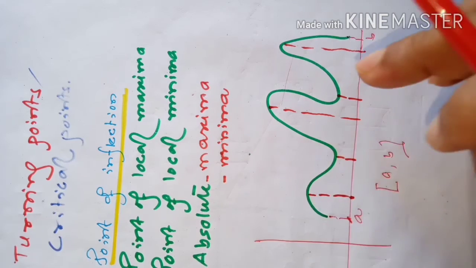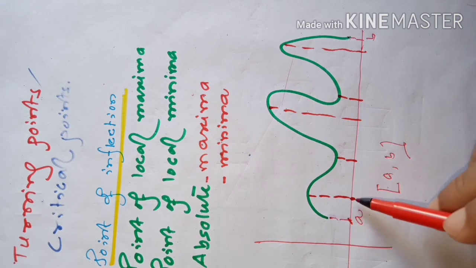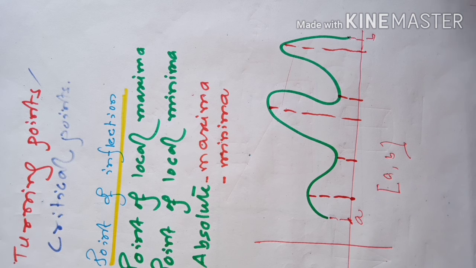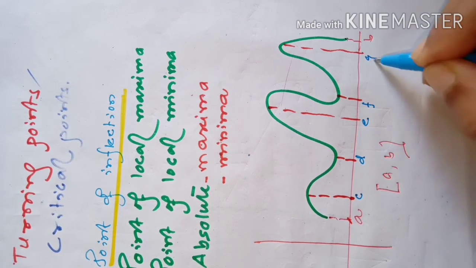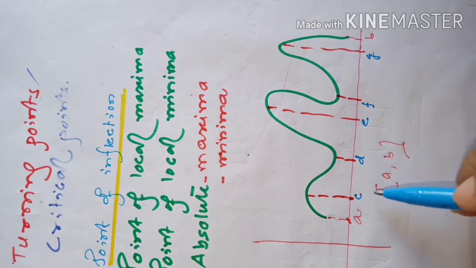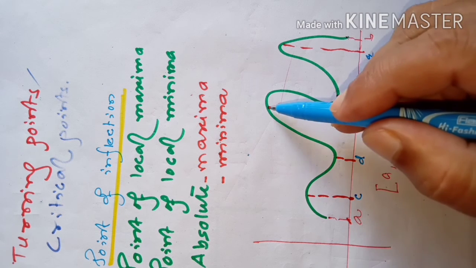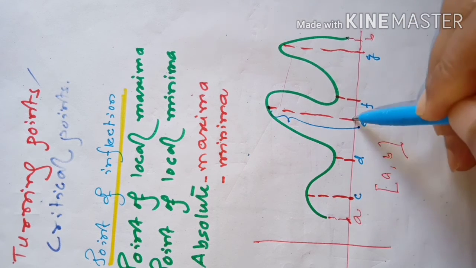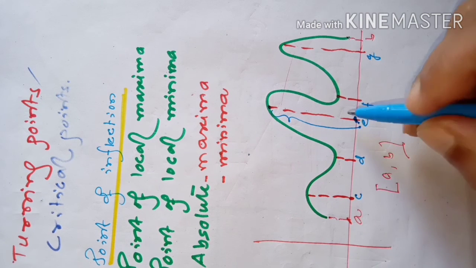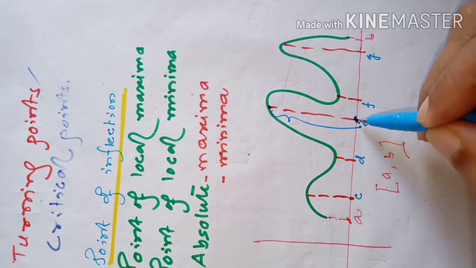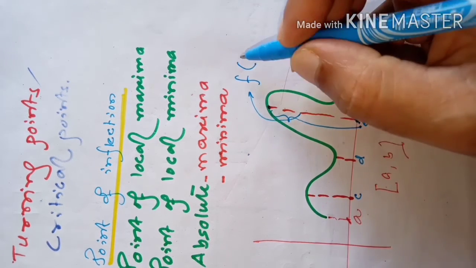Absolute maxima means the maximum value of the function within that closed interval. Means we need to find out all the turning points. First of all, we need to find out all these turning points. Say it is, say, C, D, E, F, Z. At this C, D, E, F, Z, this E is giving the maximum value. At E, the value of the function will be maximum. Then we say this is absolute maxima. This point is a point of absolute maxima, and this value of the function will be called absolute maximum value.